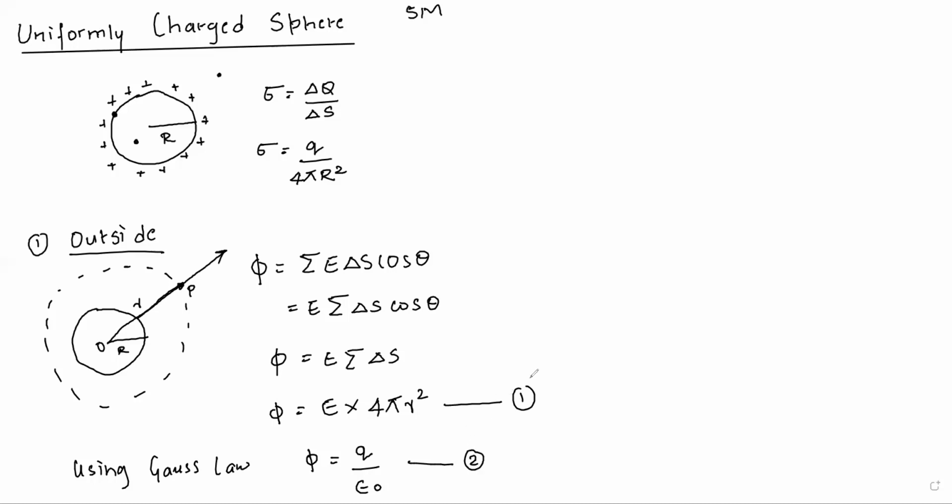If you compare equation 1 and equation 2, they both are equal, right? Phi and phi are equal. Therefore, by comparing equation 1 and equation 2, we have E into 4 pi r square is equal to Q by epsilon naught. So I can write E is equal to, taking 4 pi r square to the right hand side, 1 by 4 pi r square into Q by epsilon naught.